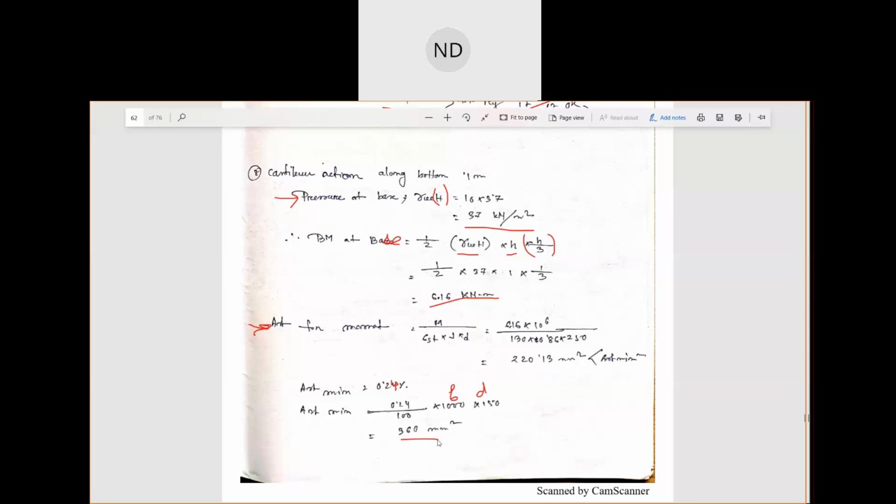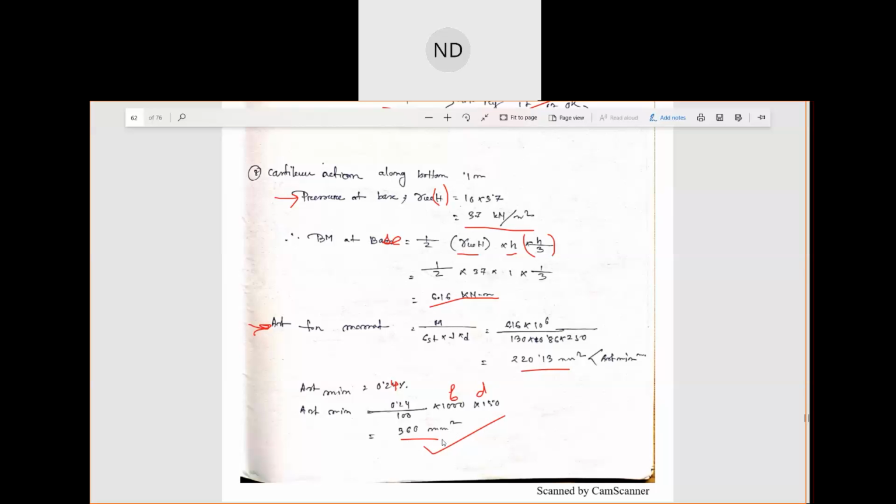Yeah, so we have got our area of steel for moment as 210, but the minimum area of steel is how much? 360 mm square. This is less than 360 mm square. So we will provide the minimum value, because this one we have got to be less. So we'll take the minimum required area of steel. This minimum requirement is 360 mm square.